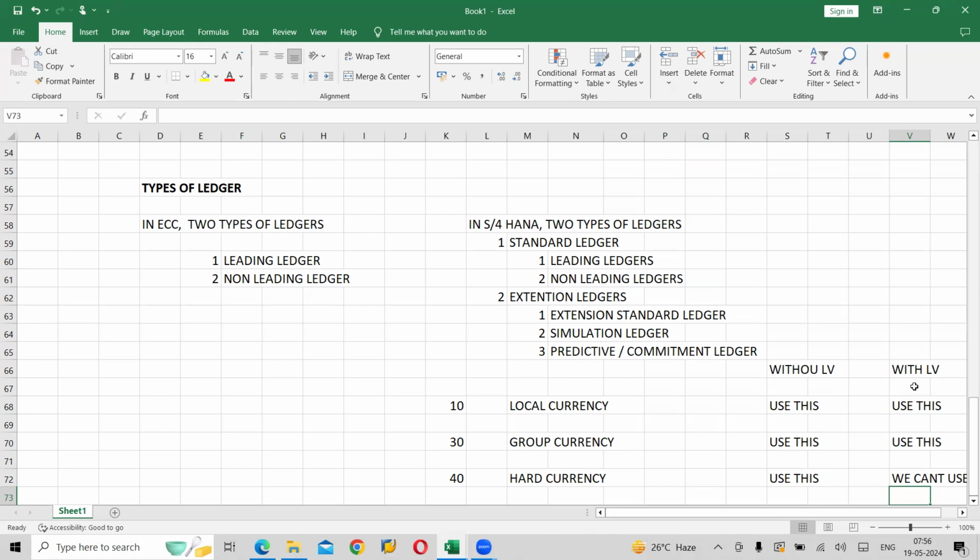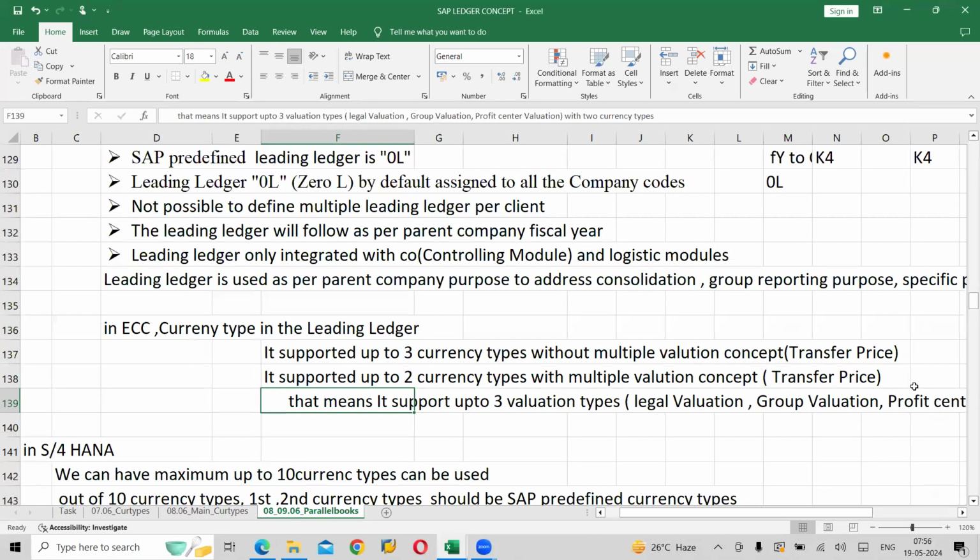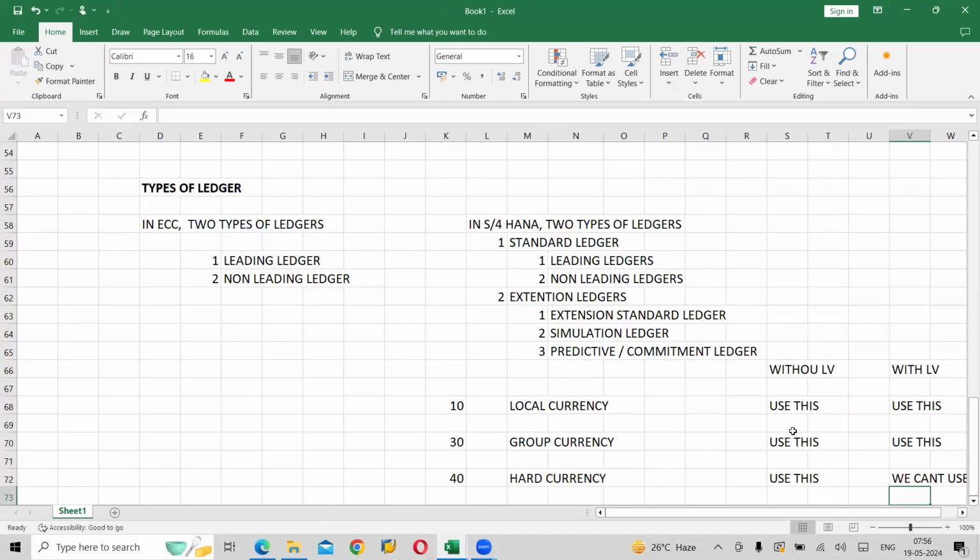Yes, any questions here? Naveen, can we use local and hard currency? Sorry? Without valuation, can we use local and hard currency? In our examples we can, but in real time, 99% of companies, whenever we have 2 currencies, need these 2 currencies: 10 and 30, local and group currency. Clear? Yeah. Very rare cases, when we use without multiple valuation, then we can use hard currency.